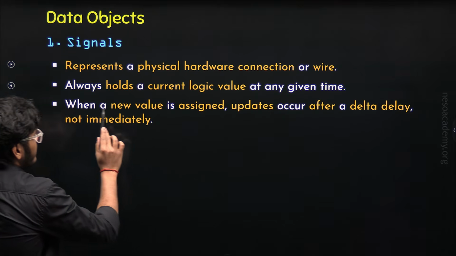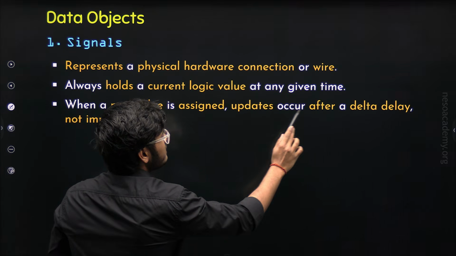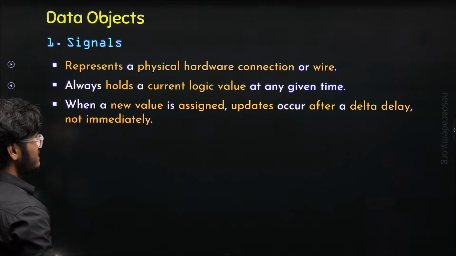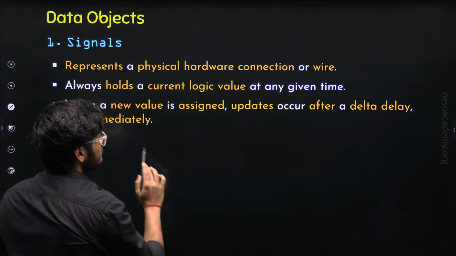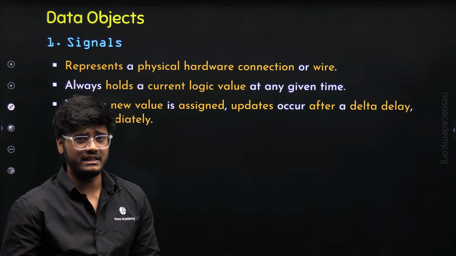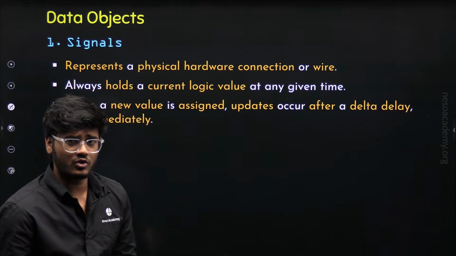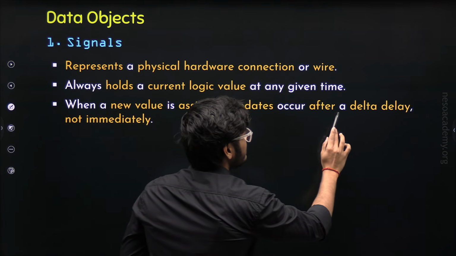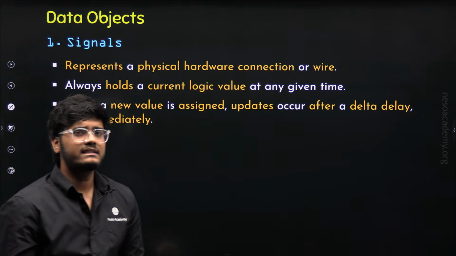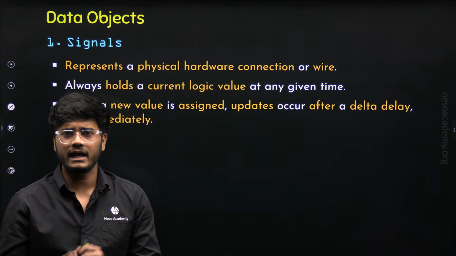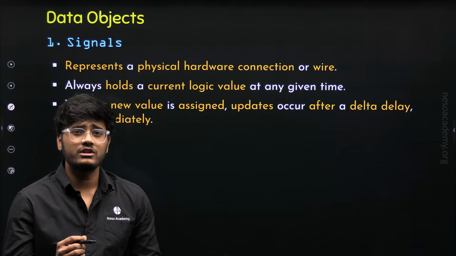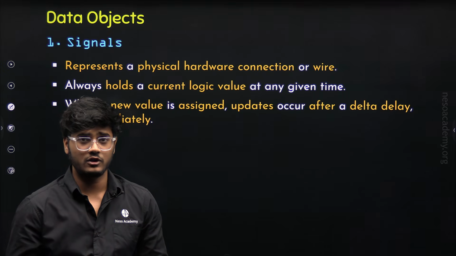Signals, when a new value is assigned, update after a delta delay, not immediately. Means when we assign a new value to a signal, it does not change instantly. Means it takes some time. So, updates occur after a delta delay. Now, what is a delta delay? Delta delay means infinitely small time. So, when we apply a new value to a signal, it will change after a delta delay, not instantly.